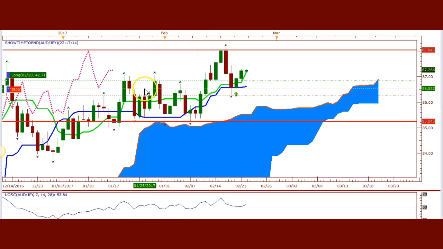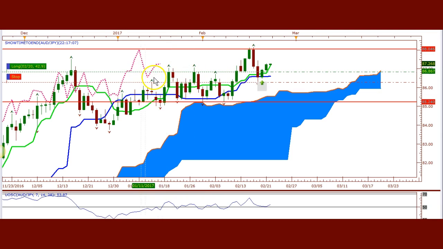Now I didn't jump back into Ichimoku because I already had trades set up. I already had a level. I already had everything I wanted. So I was looking to trade this to the upside. I'm going to take Ichimoku off and then show you what I really was looking at.